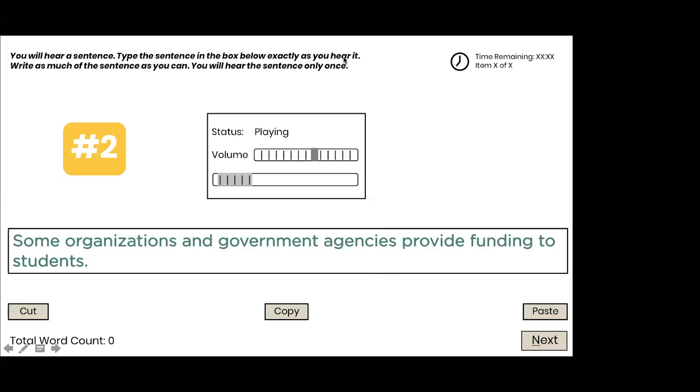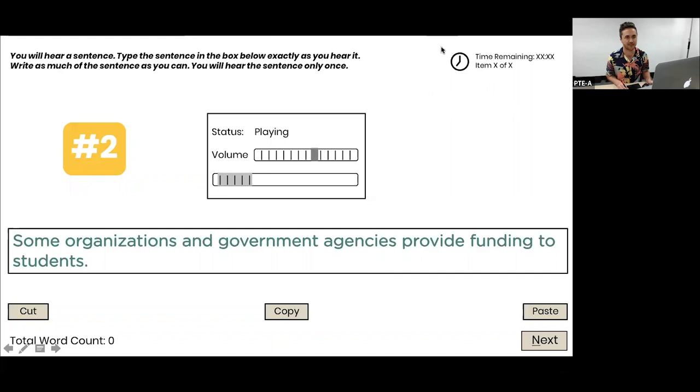How did you go there? What do you reckon? How did you go? Yeah, so Mingling forgot agencies, but that's okay. Doesn't matter. Quite a few people forgot the government agencies part. Somebody added an extra word, the. Ravi got it all right. Nice work, Ravi. Good stuff.